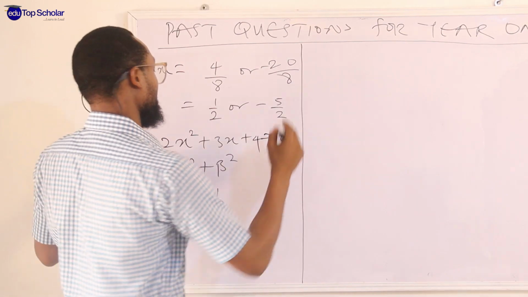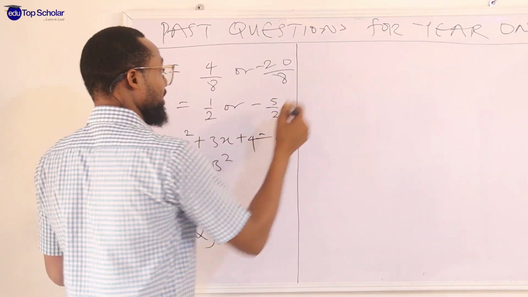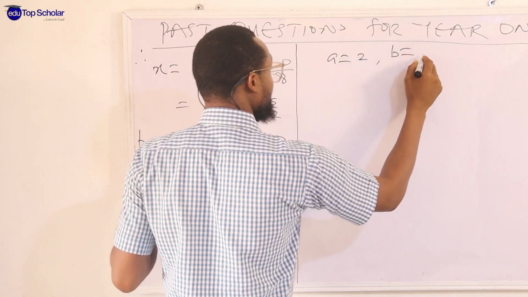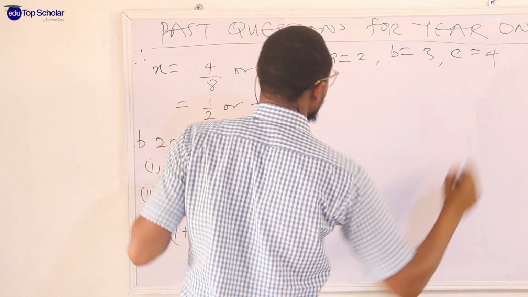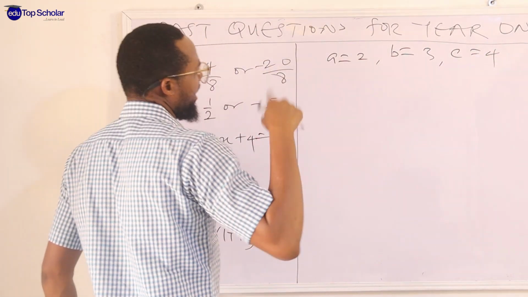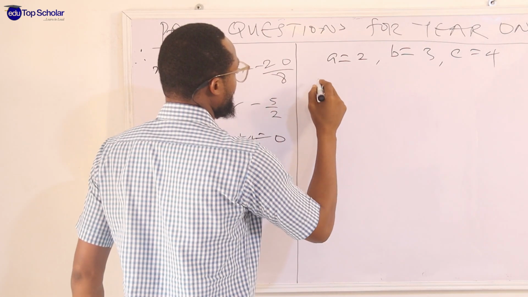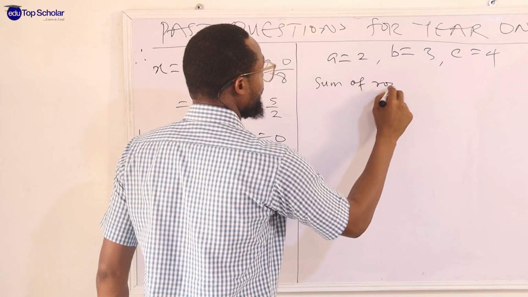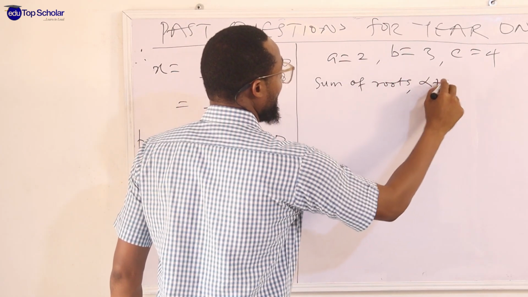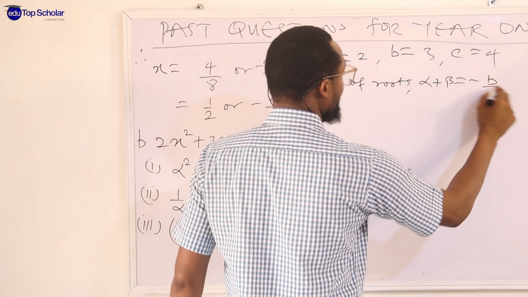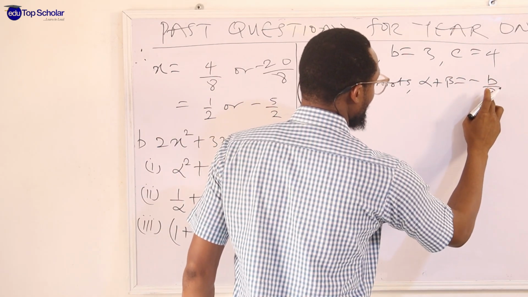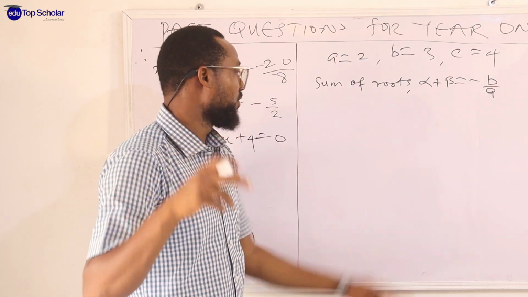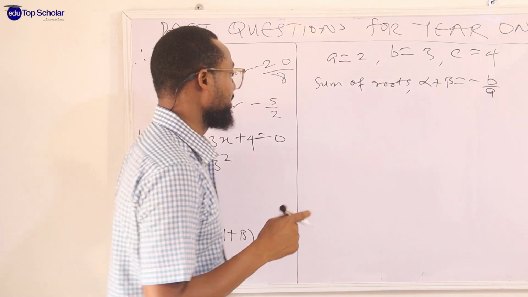So from here, if we compare this one to the general form of a quadratic equation, we know that our A is 2, B is 3, and C is 4. But from our sum and product of roots, we know that the sum of roots, alpha plus beta, is equal to minus B over A. Because of our time, I need to go straight to this. You know, in one of our classes, we have had this. We can refer back to them.